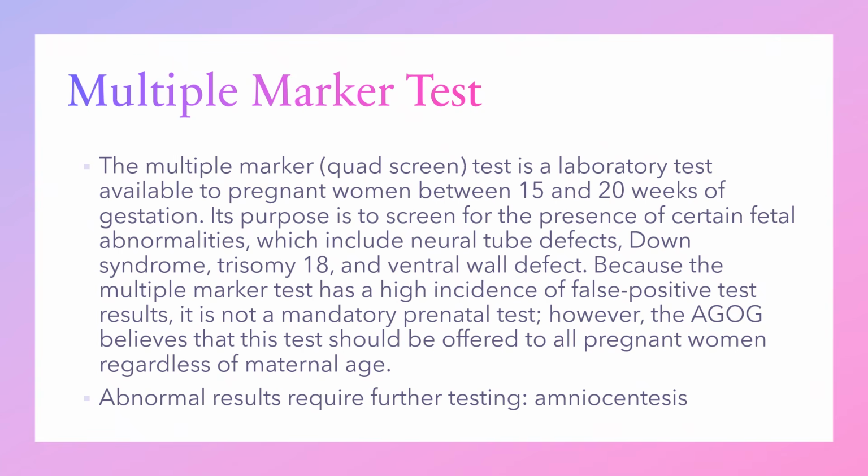Next, we have multiple marker test. This is also called a quad screen, and it's a laboratory test available to pregnant women between 15 and 20 weeks of gestation. Its purpose is to screen for the presence of certain fetal abnormalities that include neural tube defects, Down syndrome, trisomy 18, and ventral wall defect. Because the multiple marker test has a high incidence of false positive test results, it's not a mandatory prenatal test. However, ACOG believes that this test should be offered to all pregnant women regardless of maternal age. If you do have an abnormal test, it does require further testing through an amniocentesis.